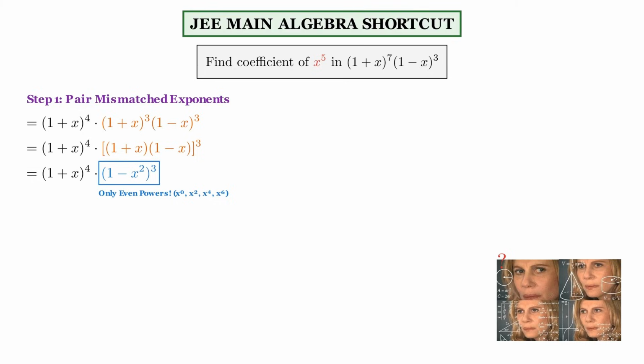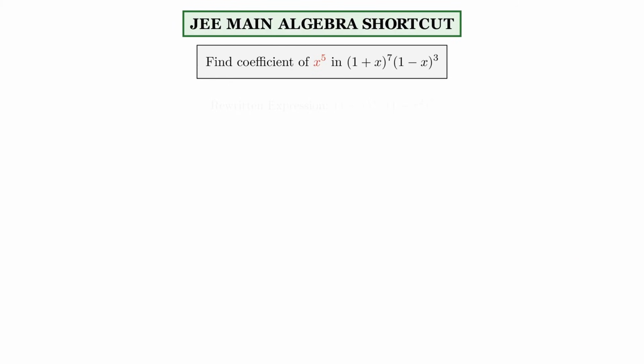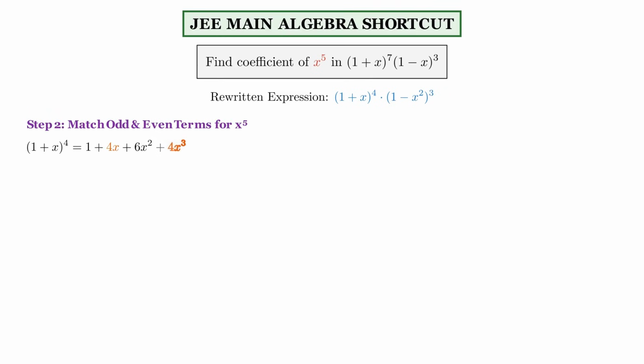Let us quickly write down (1 plus x) to the power 4 in the expanded form using the binomial theorem. So we have 1 plus 4x plus 6x square plus 4x cube plus x to the power 4. Which terms here have odd powers of x? Only two of them, 4x and 4x cube. To build an overall power of x to the power 5, these odd terms must multiply with specific even powers from (1 minus x square) raised to the power 3.